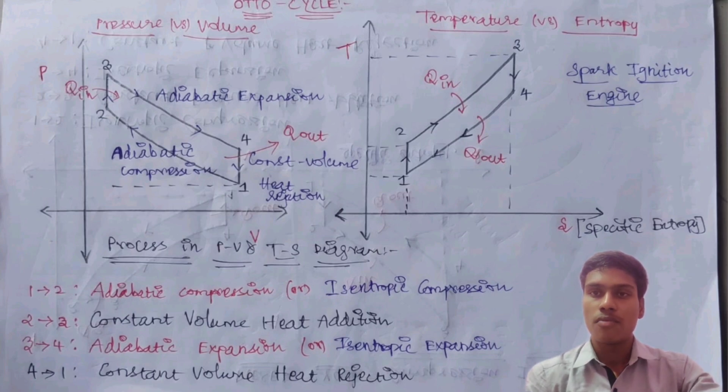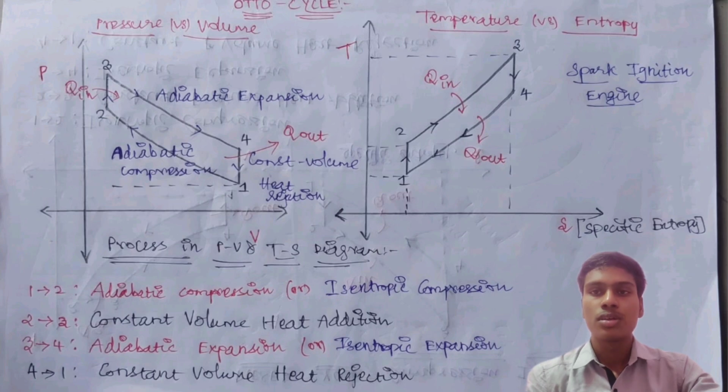After that process, we need to add the heat at constant volume. This is the second process. At constant volume, heat is getting added in the engine. Due to the compression, after the fuel is injected, with the help of the spark plug, the fuel is getting ignited. The power stroke will come into the picture. So due to the power stroke, the heat will be added. So this is the second process.